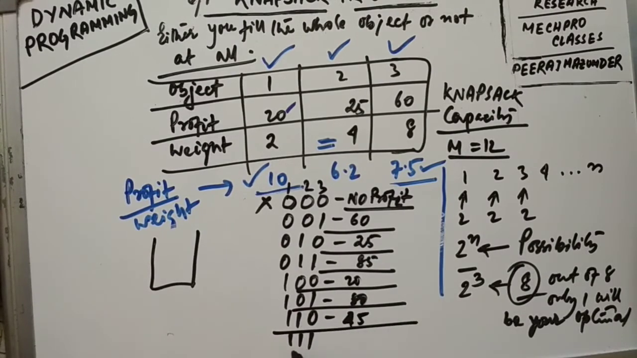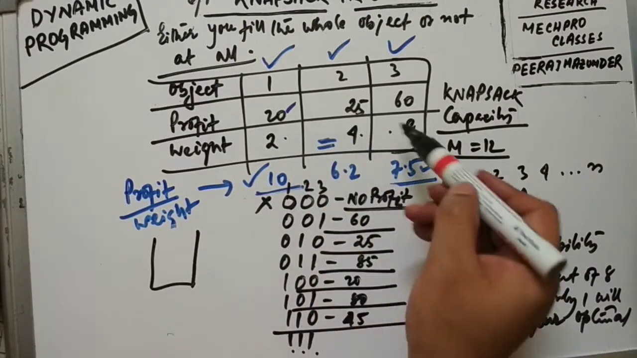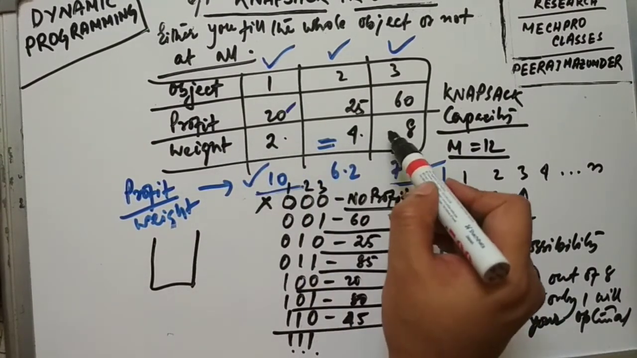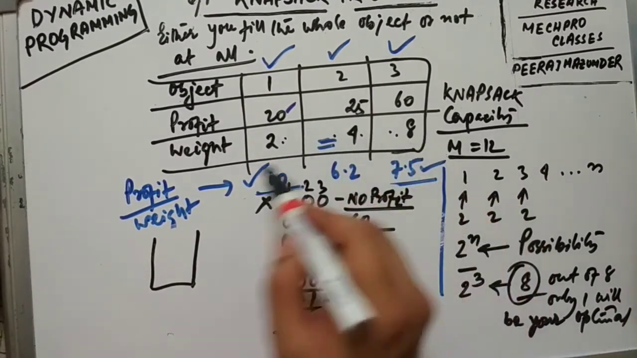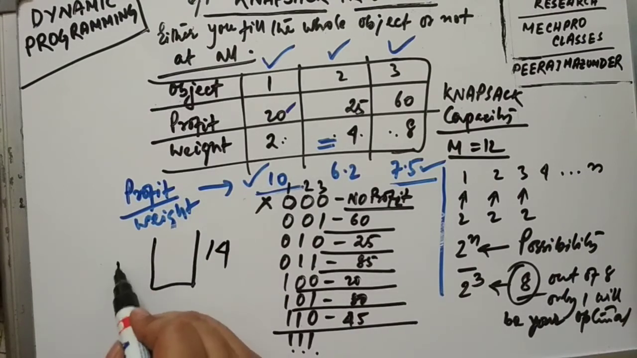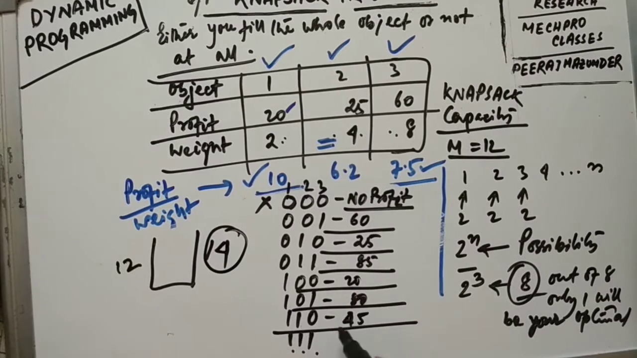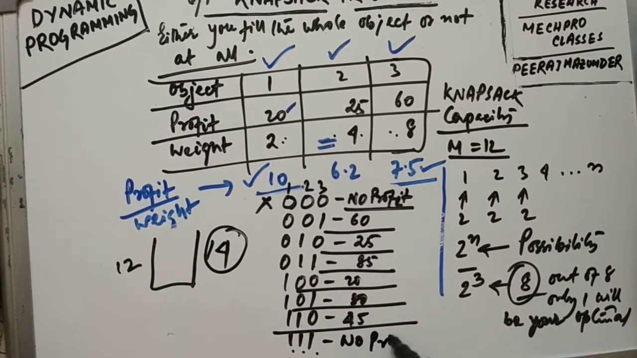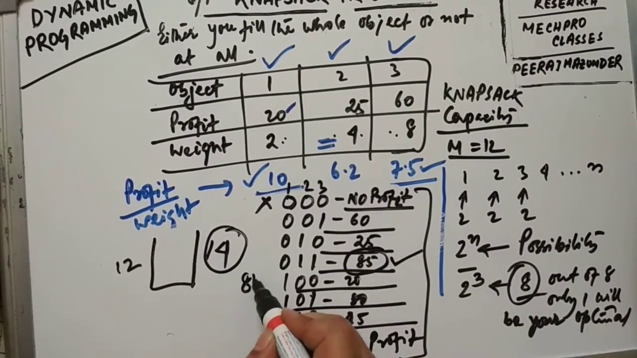Now for this one, 1 1 1, if we put all three, how much will be the weight? The summation of 2 plus 4 plus 8, 4 plus 2 is 6, plus 8 is 14. But our capacity is 12. We cannot fill all the objects at a time. So this is also a no profit condition. Now out of these 8 cases, the optimal solution is this one, so the value is 85.